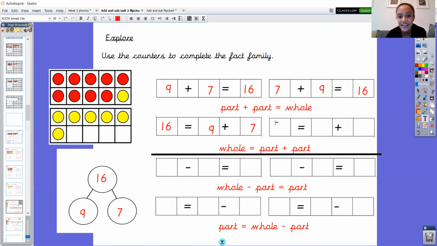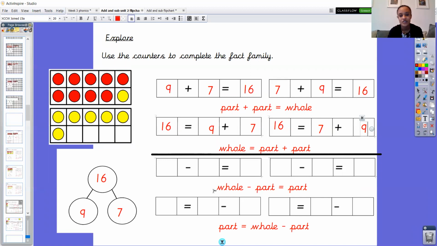And then again, where's my whole in this generalization? Well, my whole is at the start. 16 is my whole. So 16 equals part add part. I'm going to swap them around. I don't want 9 add 7 again. This one I want 7 add 9. Brilliant.